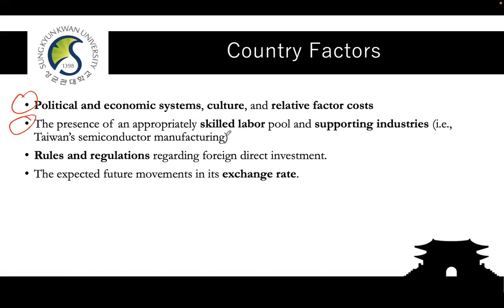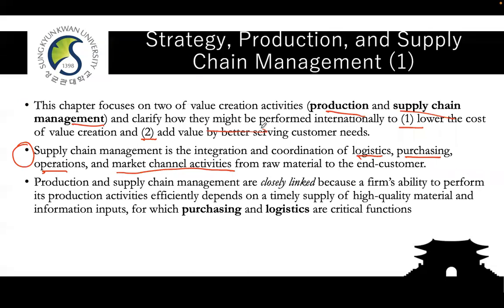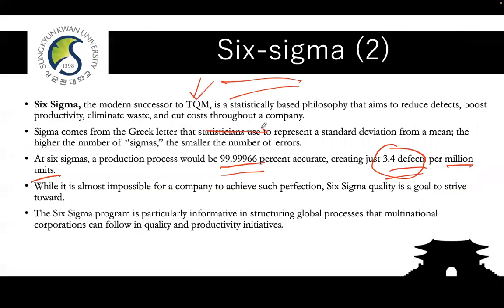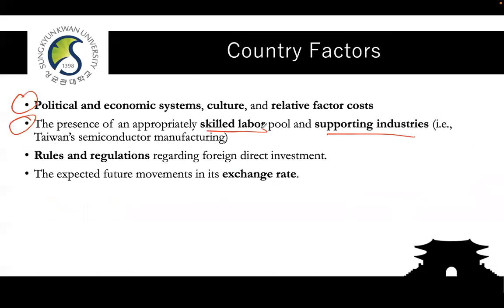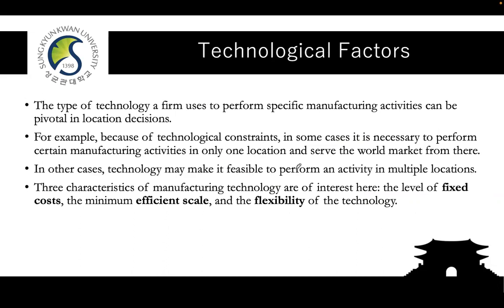See here, skilled labor, supporting industries. You have the facilities or supporting infrastructure, and rules and regulations. And of course, the country factor will also include the exchange rate, the stability of the exchange rate, whether it's a hard currency or quite volatile, or some other things pertaining to the exchange rate of that particular country.